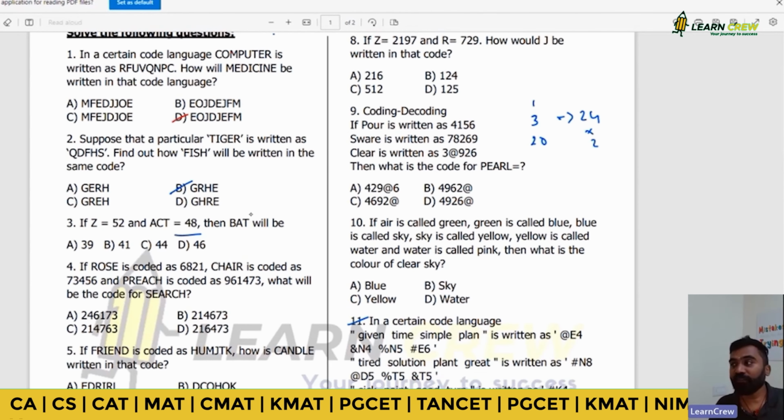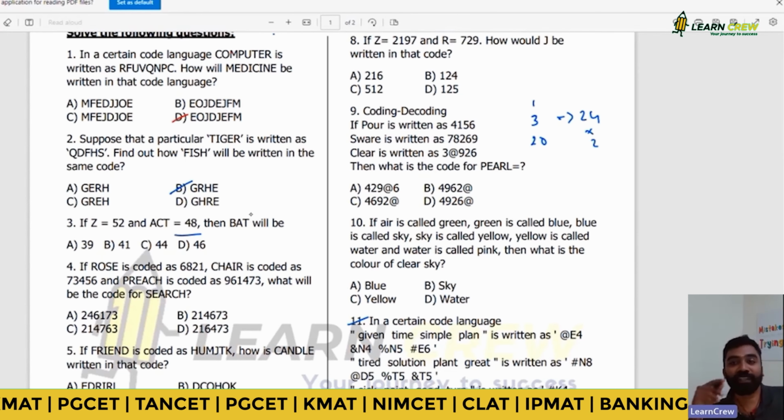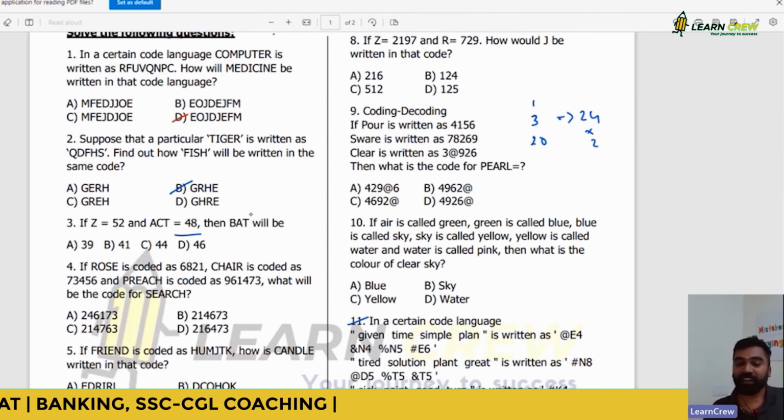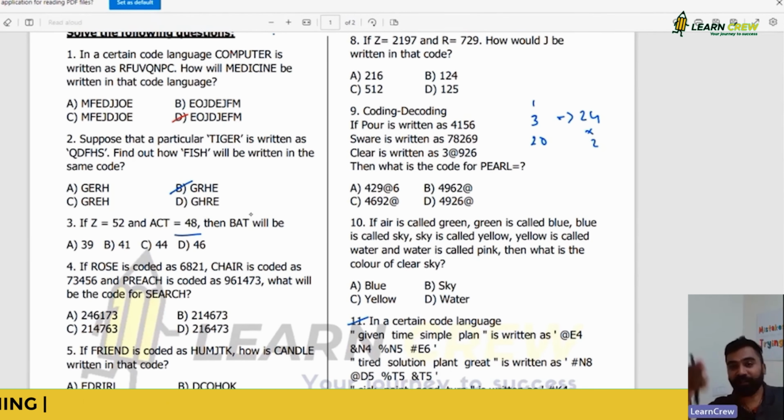So in order to solve these questions, either you should be thorough with all the numbers automatically, or on the last page of your sheet, just write down A to Z and number it and keep it so that you can answer the question. Whichever is easy for you. Fine. So here the answer was what? So BAT, D, 46.